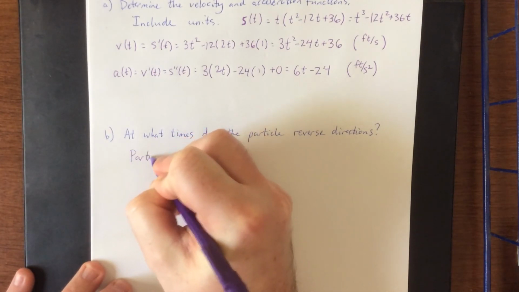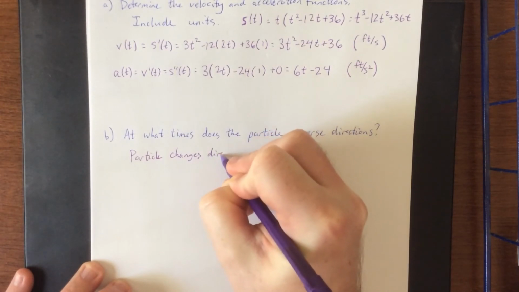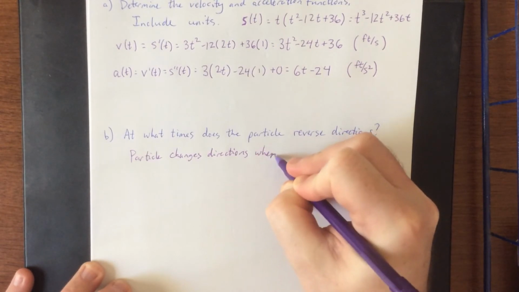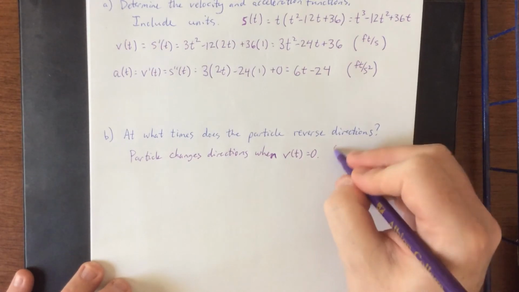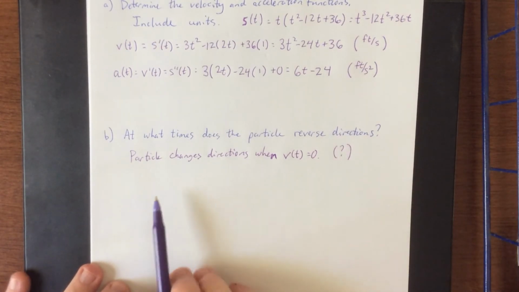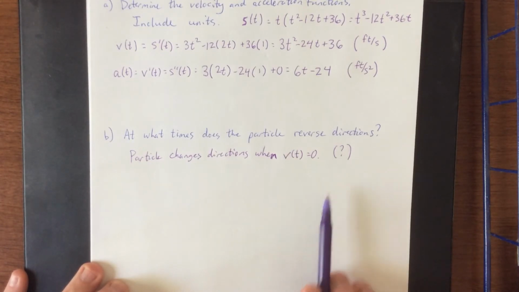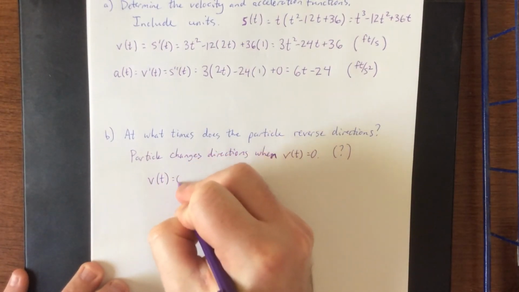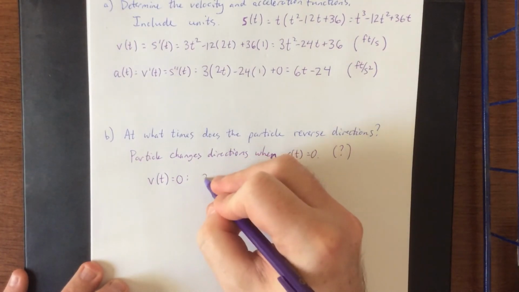So the particle changes directions when the velocity v of t is equal to 0. Now, that is only potentially. We could also encounter the situation where it comes to a complete stop and then continues to move in that direction. So with that in mind, let's go ahead and set the velocity equal to 0. We'll solve for t, and then we'll verify that this thing is actually changing directions.